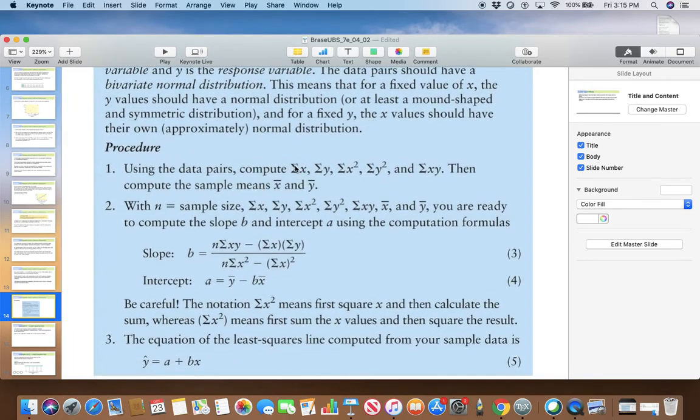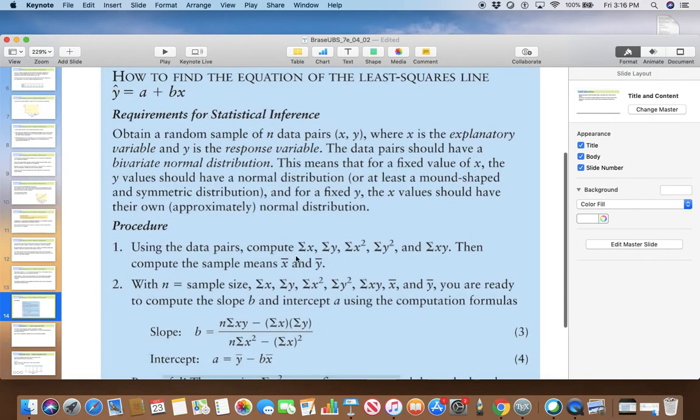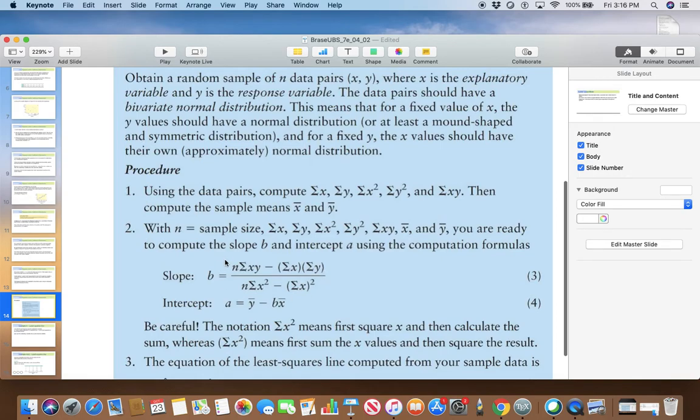Well, as before in the previous lesson, find summation x, summation y, summation x squared, summation y squared, and summation xy. n is the sample size, the number of points you have. Using summation x and summation y, you can find the means: summation x over n is x bar, and summation y over n is y bar. With n and all these sums and means, we are ready to find first b. b is the slope, the number multiplying x. The way you find b is using this formula. Once you find b, you can find a using the means y bar and x bar: y bar minus b x bar is a.